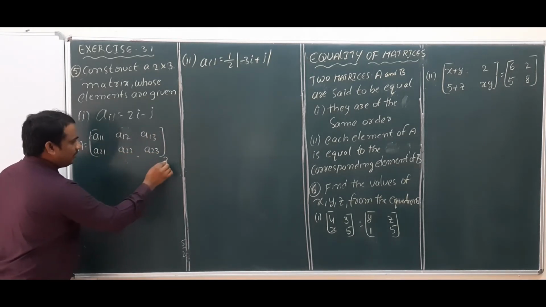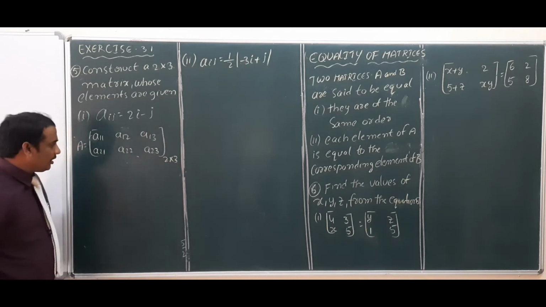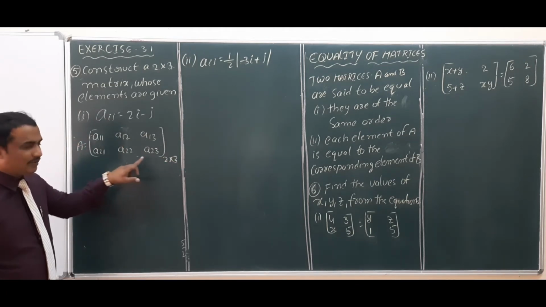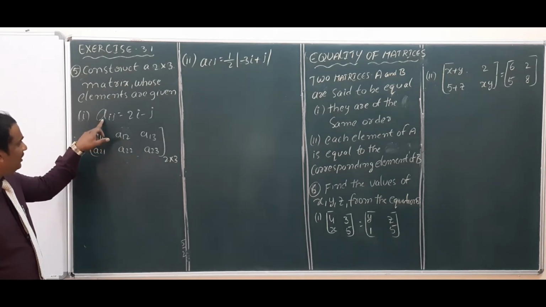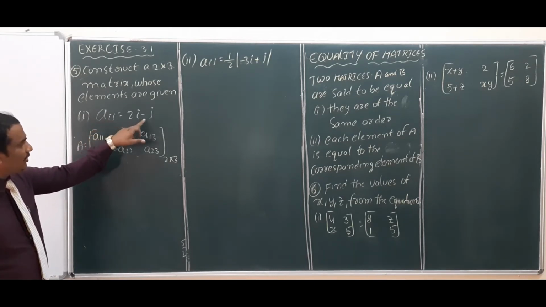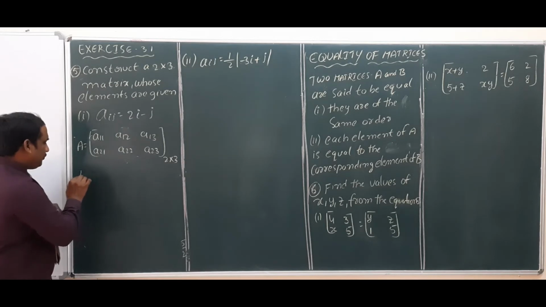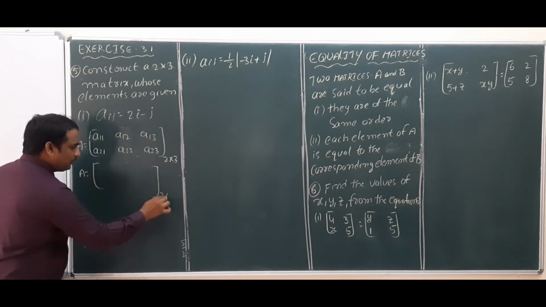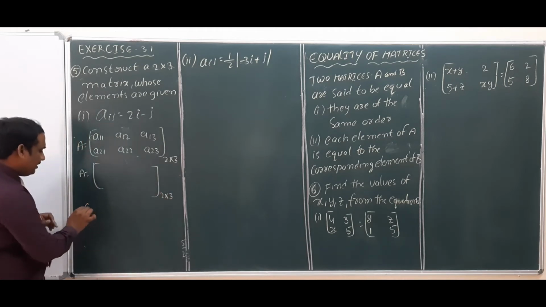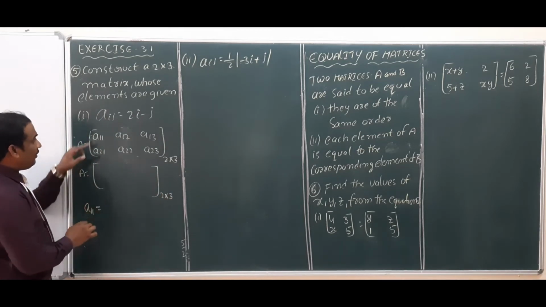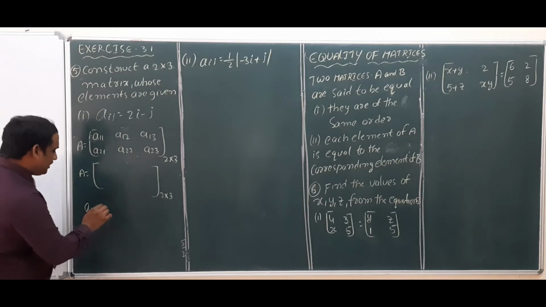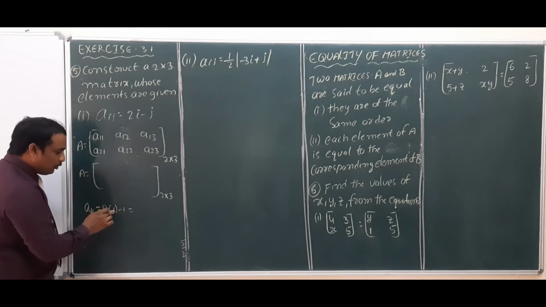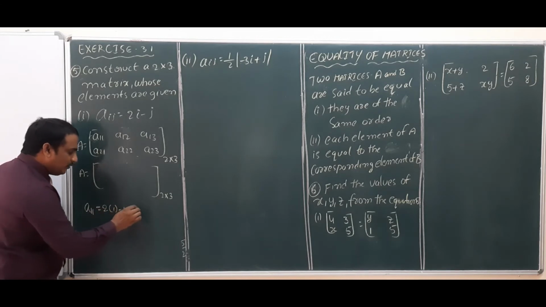Now, in this 2 by 3 matrix, you have to find 2 rows and 3 columns, a total of 6 elements. They have given the element A of ij equal to 2i minus j. You have to find the values by substituting. This is the 2 by 3. First one is A11. A of ij is 2i minus j, so 2 into 1 minus 1 equal to 2 minus 1 is 1.